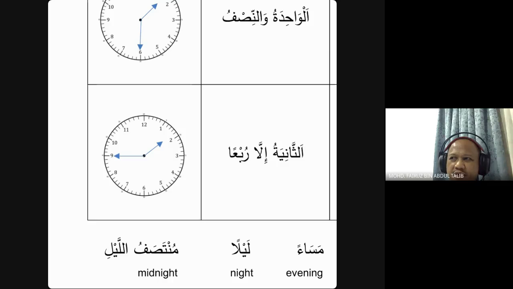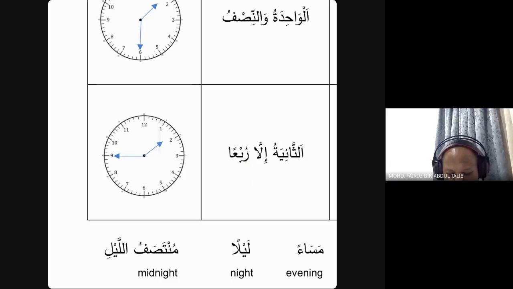So what is 15, a quarter? The word is rubu'. Previously we said wa rubu', but as we have learned, wa is an additional word, so we don't want that wa. We just want the word rubu'. It is 2 o'clock, but we still have one rubu' left, so we add the word illa, which means except. Except ruba'an. Ruba'an is rubu', the same word. So you say illa ruba'an. But if this is a bit difficult, you can just remember the word rubu' and say illa rubu'. That is also fine, but from the grammar point of view, you have to read ruba'an.